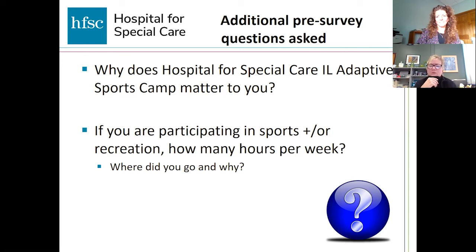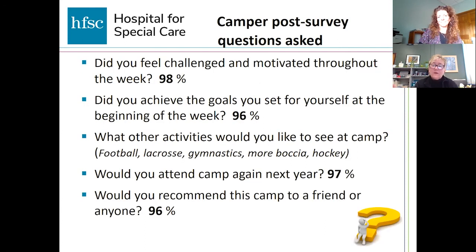When we ask if you're participating in sports or recreation outside of camp, how many hours and where? I don't know if it's a good thing or not, but for the kids who were participating, it was only 2 hours a week. Think of that in comparison to typical kids. Do your typical athletes do only 2 hours a week?